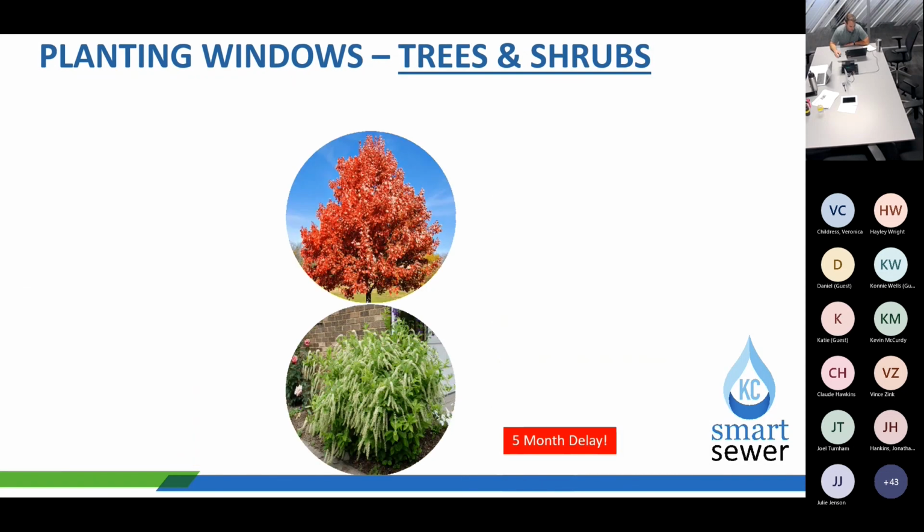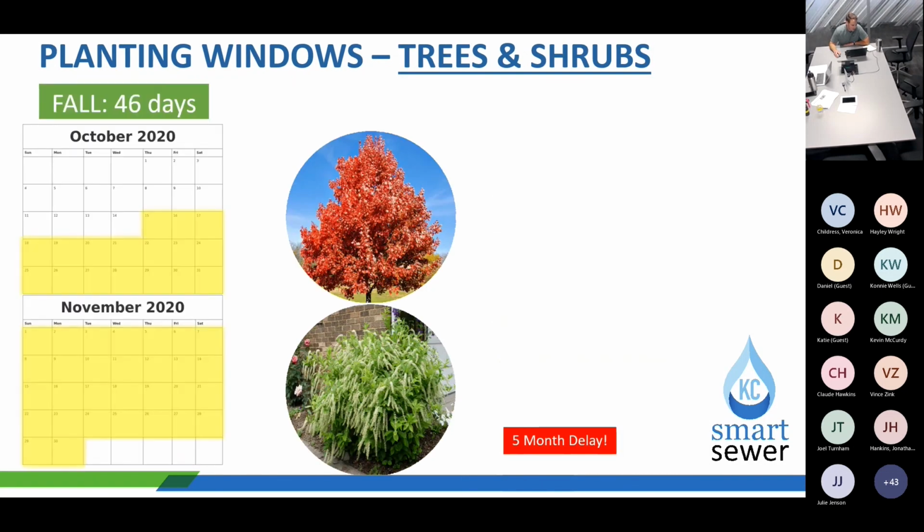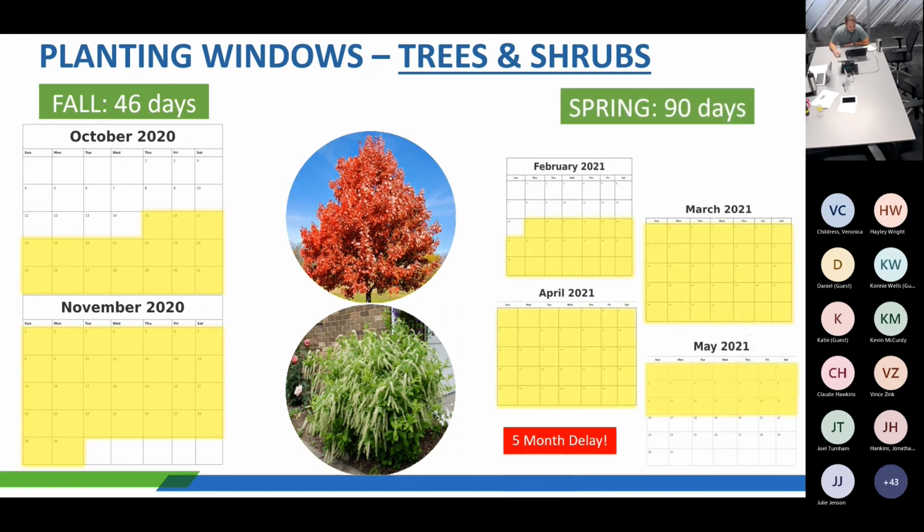For trees and shrubs, same situation. The fall planting window is actually 46 days from October 15th through November. Spring planting window is 90 days, so through mid-February to mid-May. So that's an 11-week delay from fall to spring, and then a 5-month delay from spring to fall. And again, make sure that these contractors are on track to get these plantings installed so they don't miss these windows.